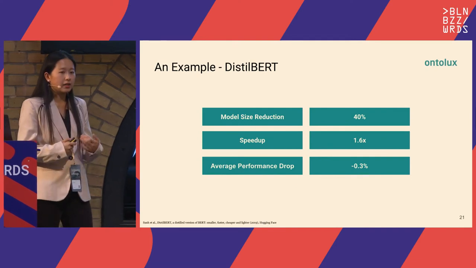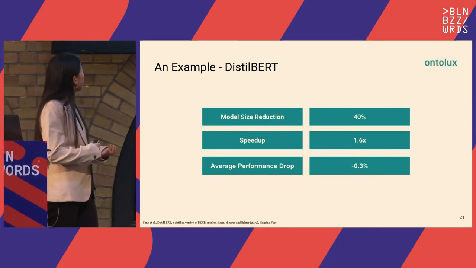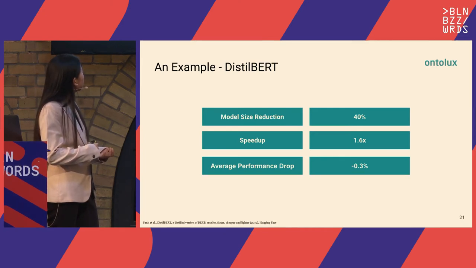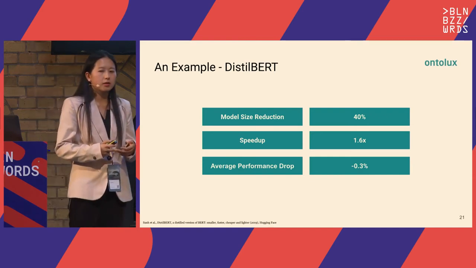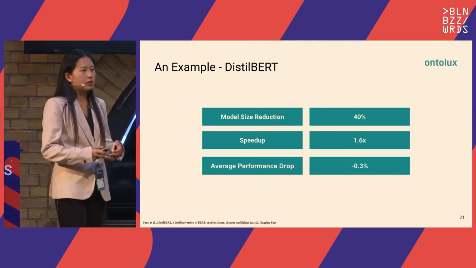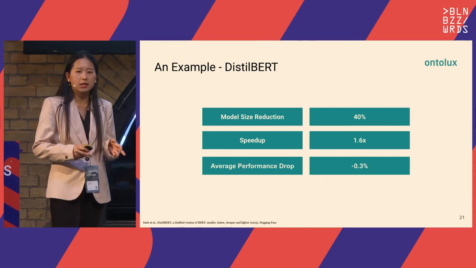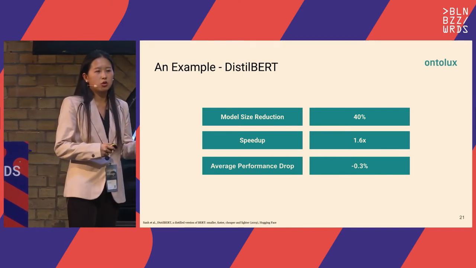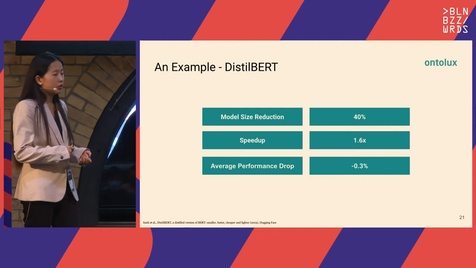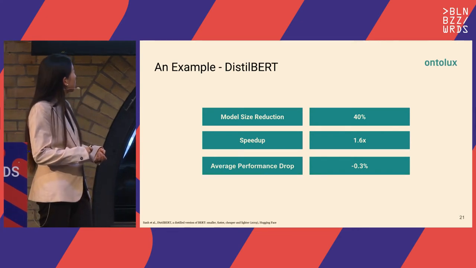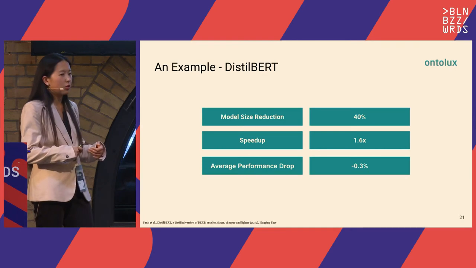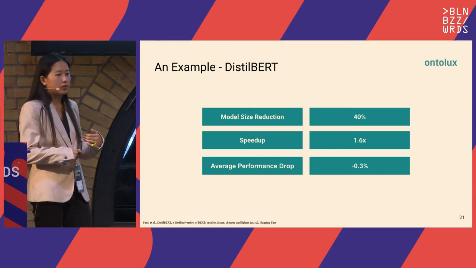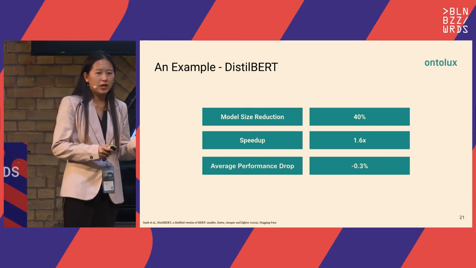I have taken as an example a popular distilled model, which is called DistilBERT. In this specific case, the model takes the same architecture as BERT, but with fewer layers and fewer hidden dimensions. And they also initialize the model with the original BERT weights. The model size reduction for DistilBERT is about 40%, with a speed up of around 60%. And the average performance drop is only 3%. So that's a pretty good trade-off that we have here.